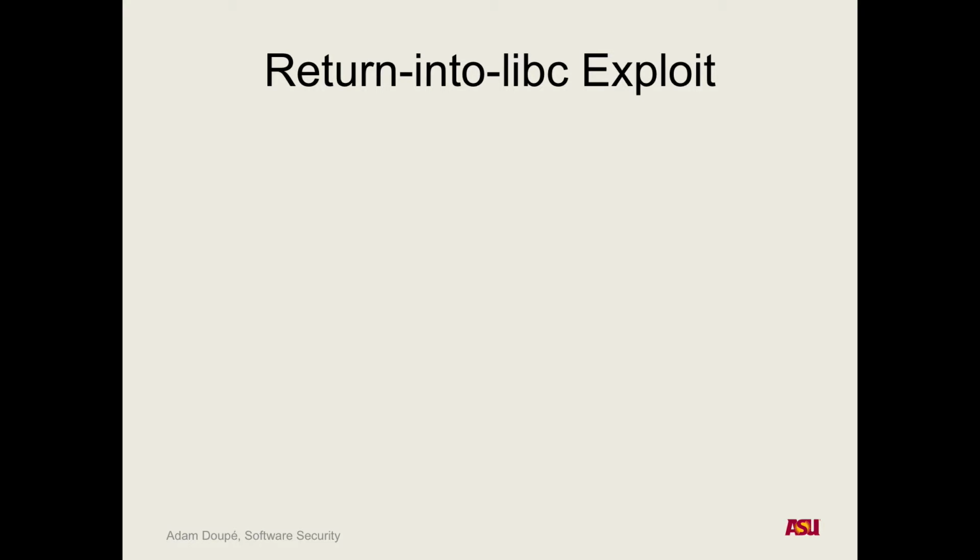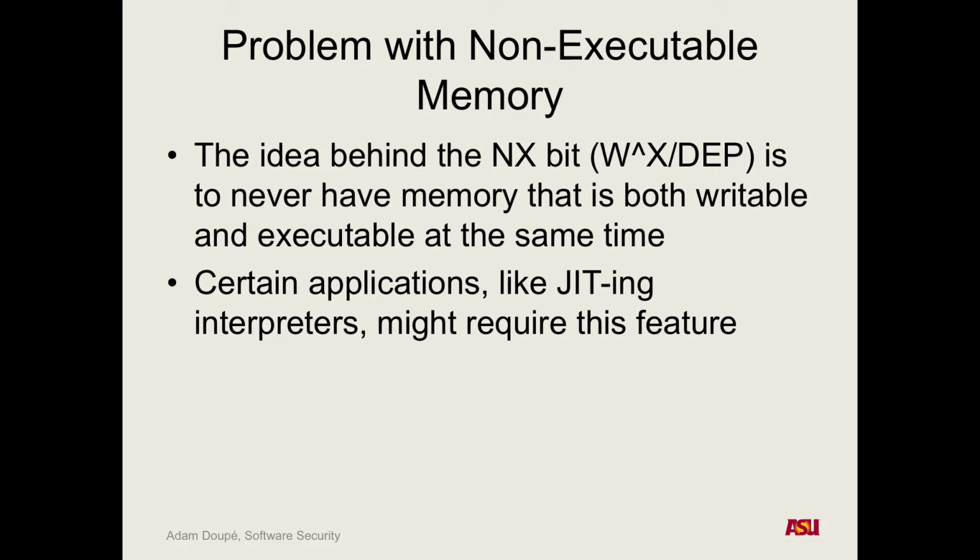So there's a couple different ways we can do this. So how does this change? So let's assume that the stack is no longer executable. How does our classic buffer overflow attack change? Yeah? We can't put our shellcode on the stack anymore. Why? It's not executable. It's going to cause a seg fault.